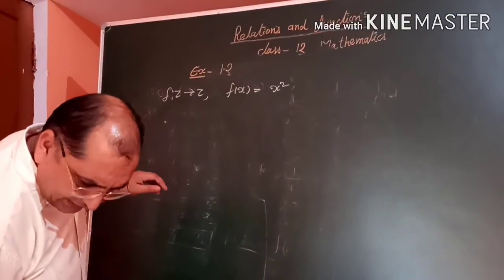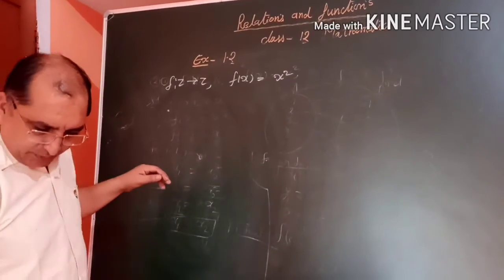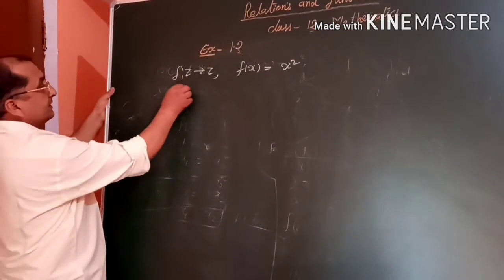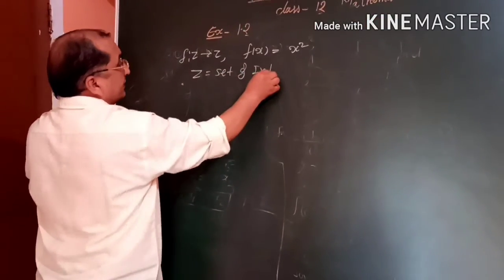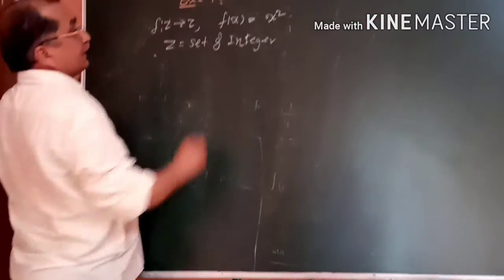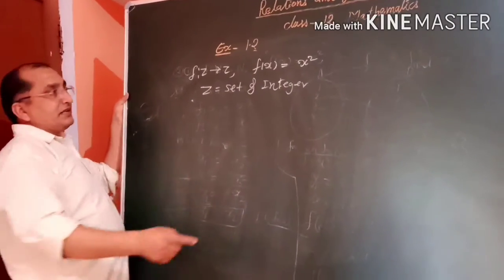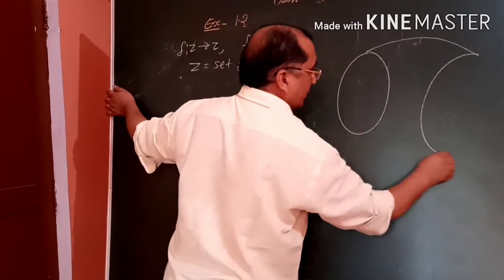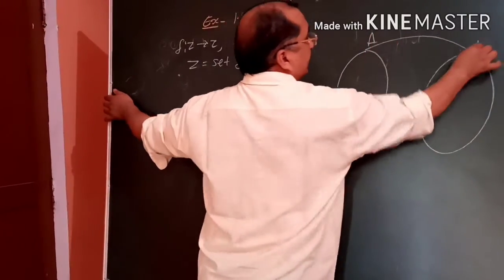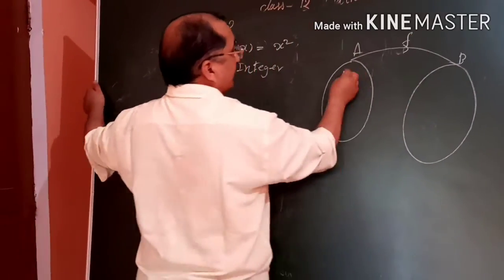f of x equal to x square. Z means the set of integers, and we know that Z is the set of integers. Set of integers means all the plus and minus numbers will come. Before this, we can solve this question in this manner: sets A and B, and this is the function f.